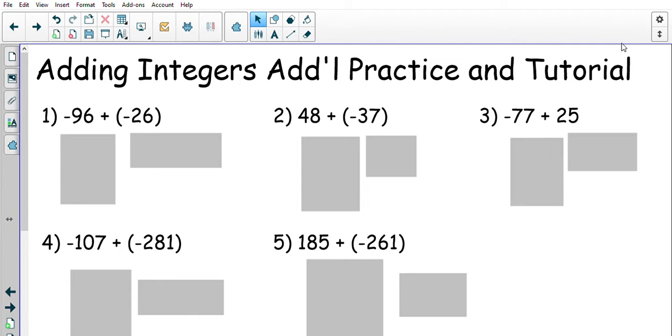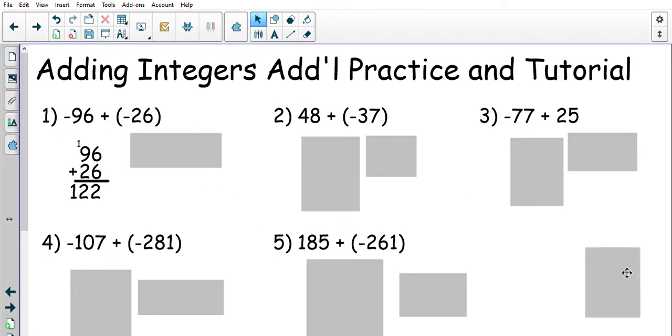So in number one, when we have negative 96 plus negative 26, remember those parentheses around the negative 26 don't really mean anything. They just separate your addition sign from your negative so they don't blend together. But the first thing I do in my thought process is I say to myself, are the signs the same or are they different? And when I look here, I see that the signs are the same. When the signs are the same, I know that I'm going to find the sum of the numbers. I'm going to add them together.